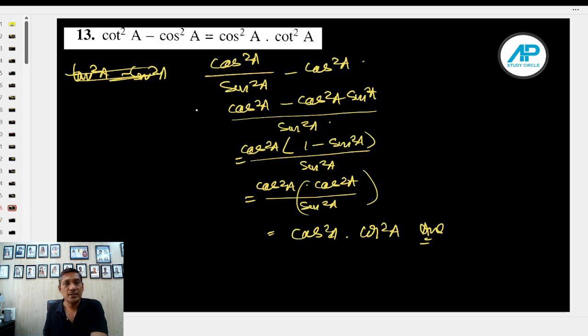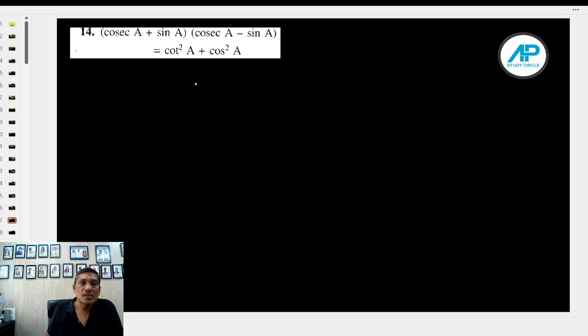I hope the question is clear. I'm moving ahead with the next question. Cos A plus sin A into cos A minus sin A is cot square A plus cos square A. So you can see here, one thing I can do is make it cos square minus sin square. I will show you two solutions for this question. The first solution is A plus B into A minus B.